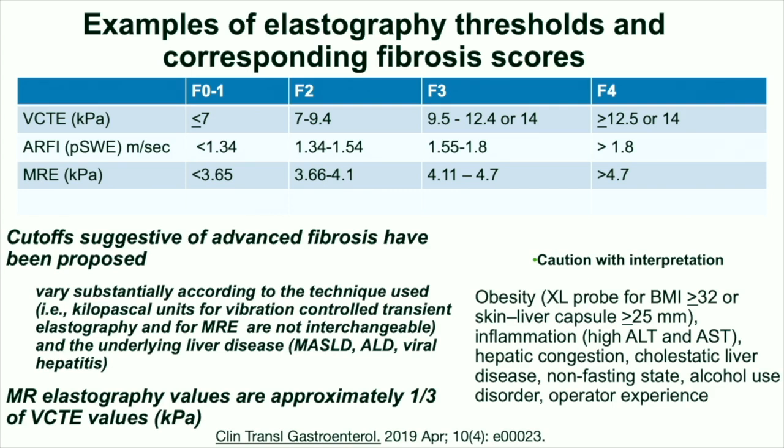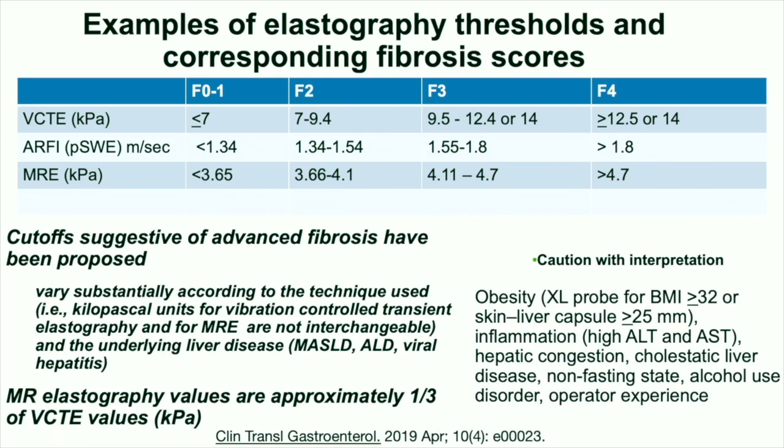Patients will come to you and they'll say, hey doc, my FibroScan value was 7, then I got an MR, and it was only 4. Did I get much better? You can see here in general, MR elastography values are about 1/3 that of vibration-controlled elastography, and acoustic radiation force uses meters per second, so they're not comparisons apples to apples. So you have to be careful there.